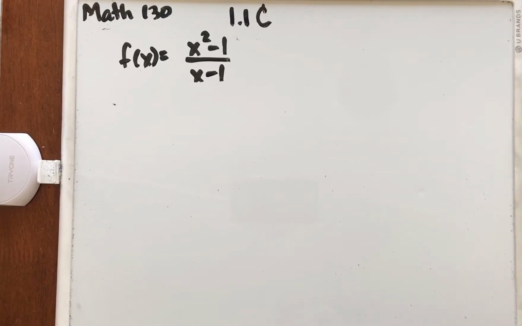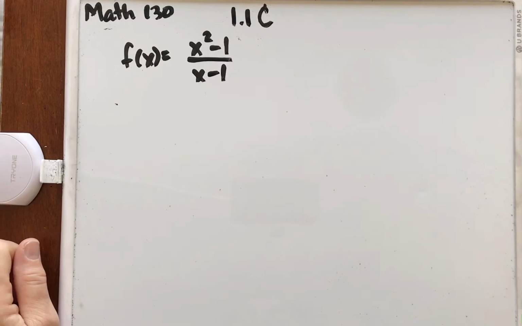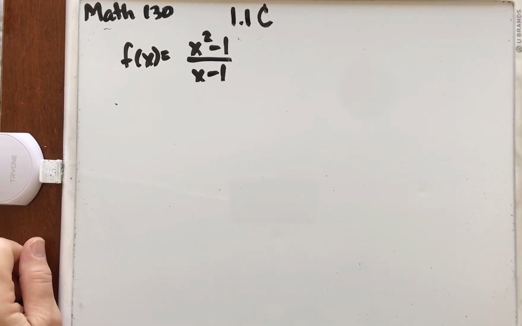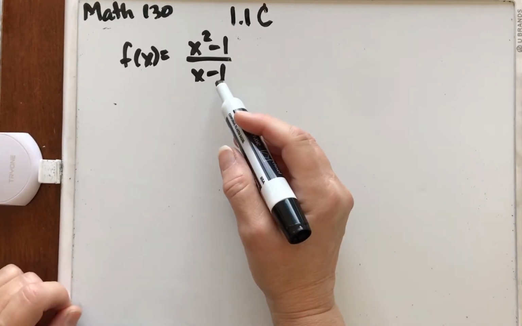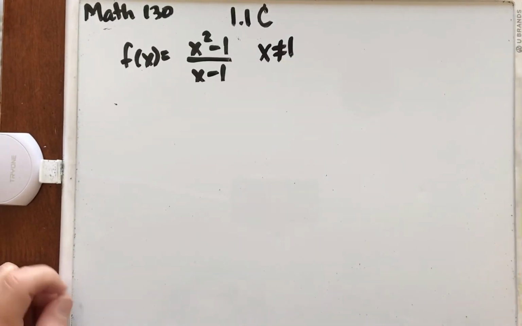Hi, 1.1c, we're going to look at f of x equals x squared minus 1 divided by x minus 1. Now what do we notice right away? x cannot equal 1.